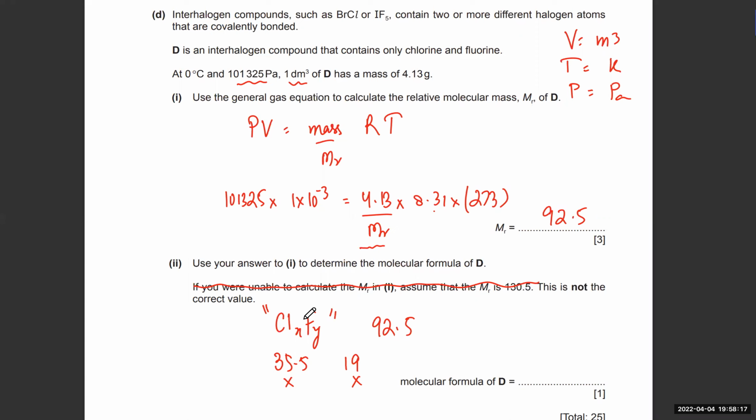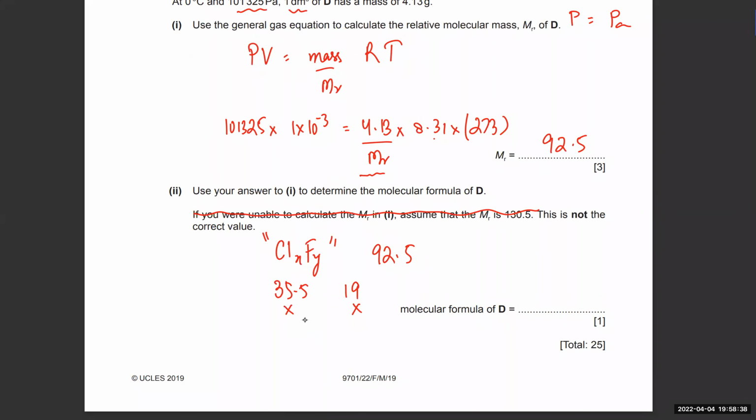I said one thing, one hint. Either you can try combinations. Like you can have one Cl and let's say three fluorines. Let's try three fluorines. What's 19 into 3? 57 plus 35.5. So one Cl and three fluorines gives you 92.5. Okay. But you would have to do some trial and error. That's one way of doing that.